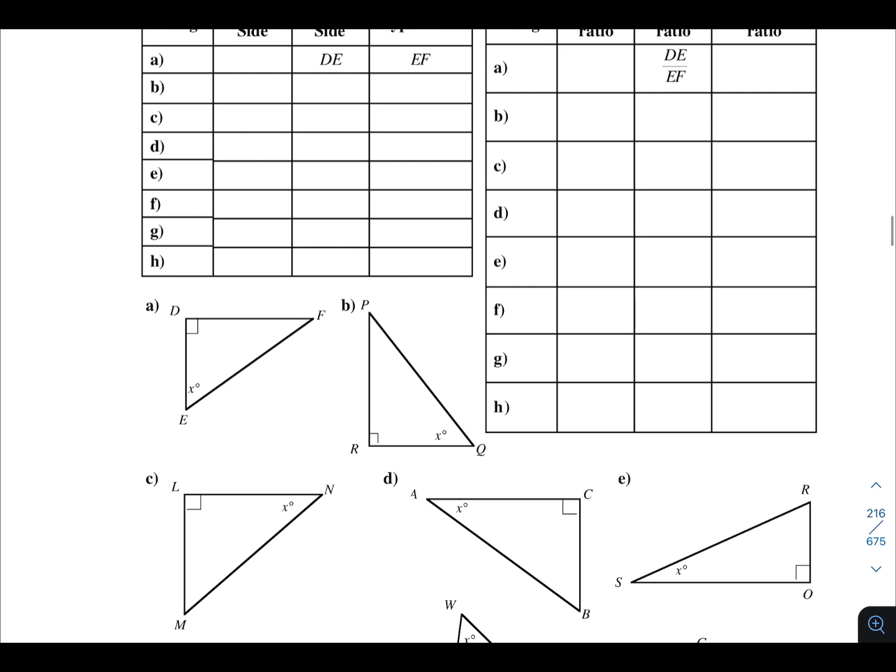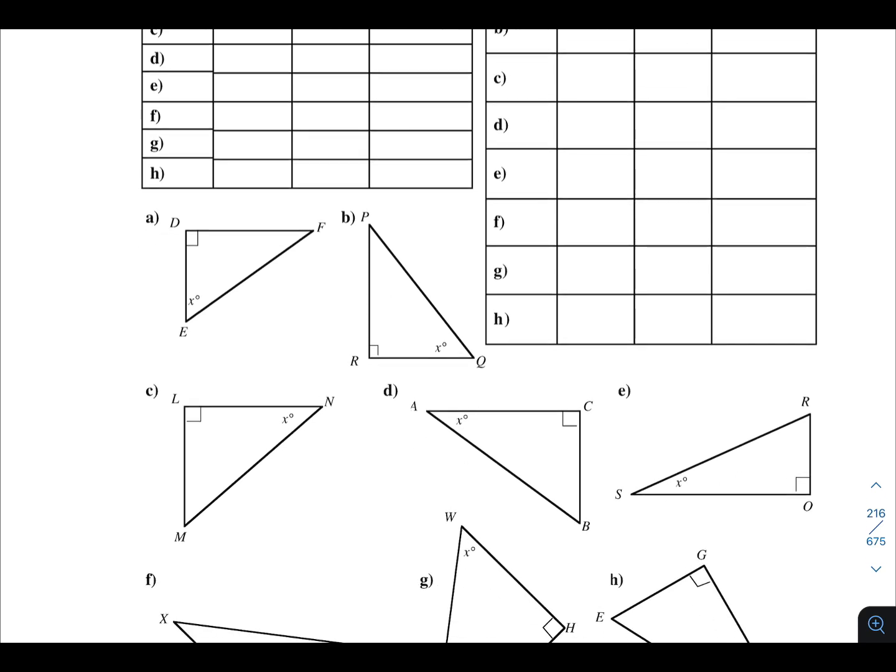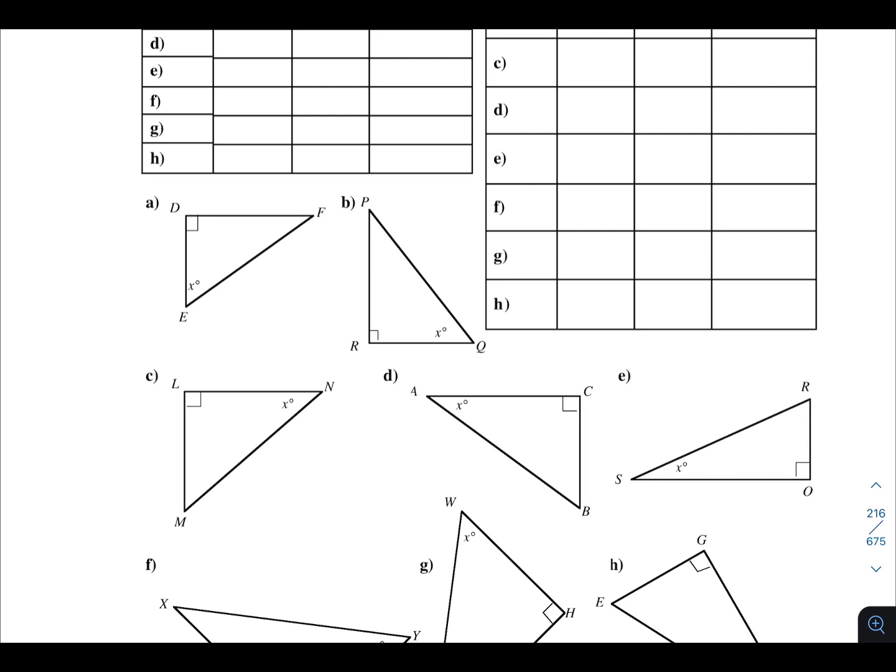Let's do it. I will write the answer next to the triangle. For A, the x is for A and this is the angle, so this one is the opposite, and the next one is adjacent. The longest is the hypotenuse. So the sine is DF, opposite divided by the hypotenuse EF, and the cosine is DE divided by hypotenuse EF, and the tangent is DF, the opposite divided by adjacent.